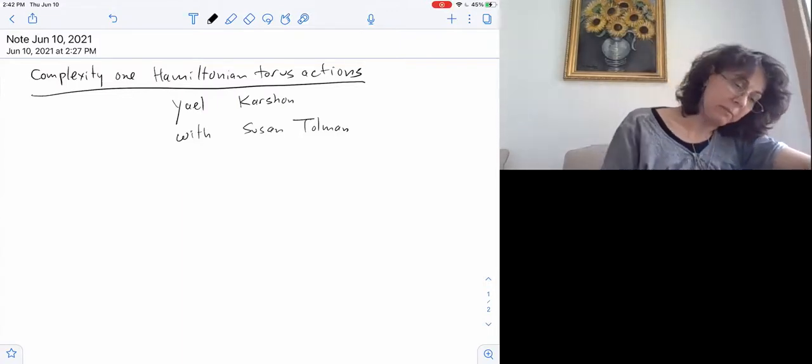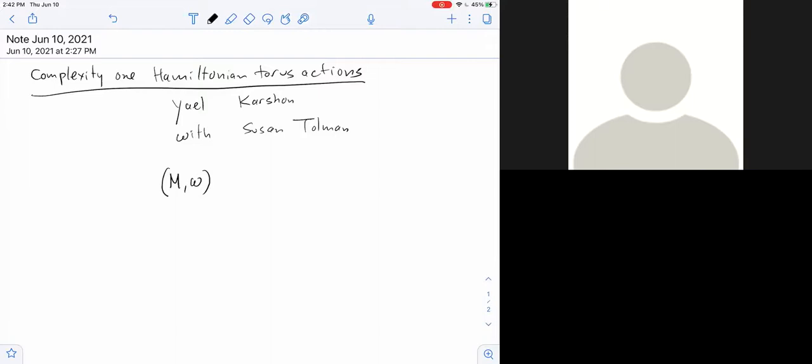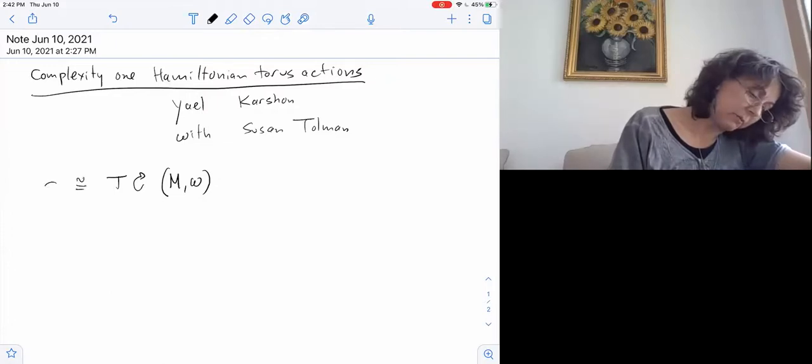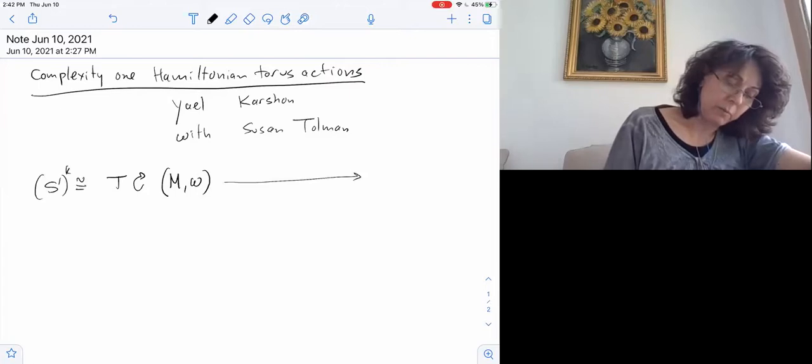Let me begin by reminding you about, in general, Hamiltonian torus actions. So we have a symplectic manifold, and we have a torus acting on it. By definition, a torus is a Lie group isomorphic to just a product of circle groups. And we have a momentum map.